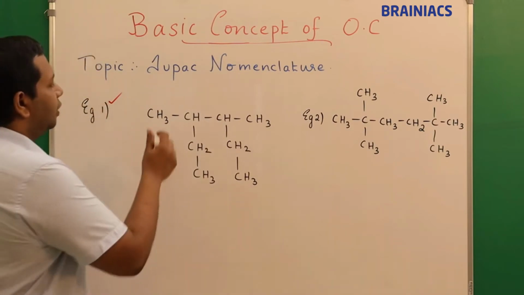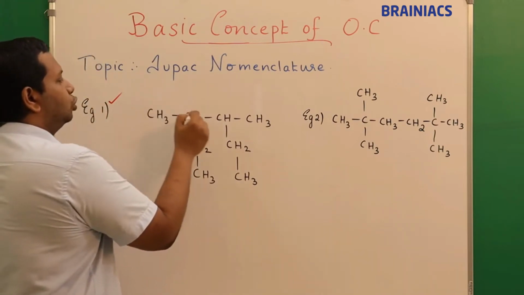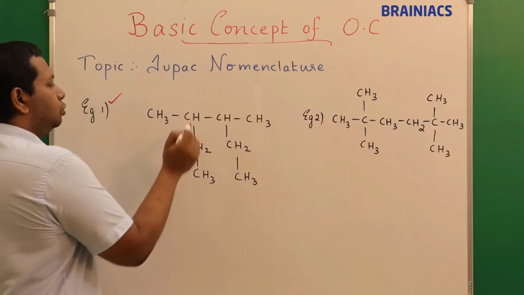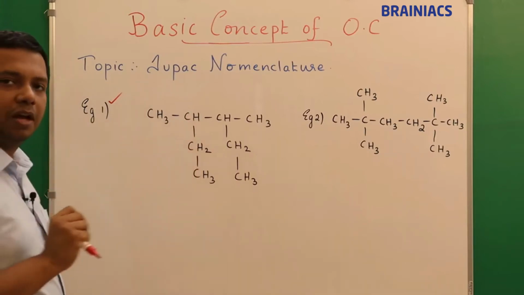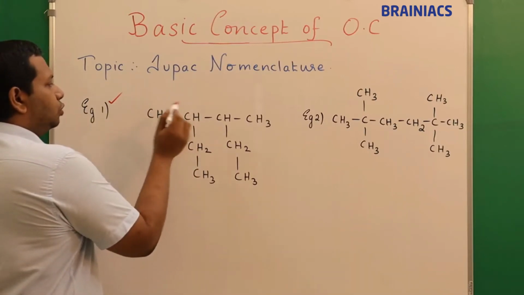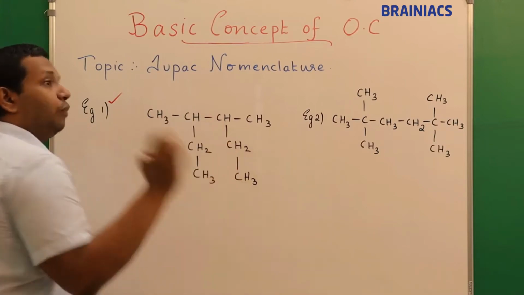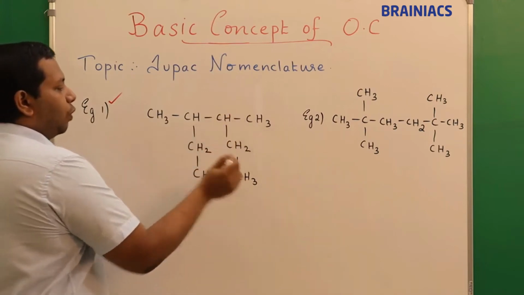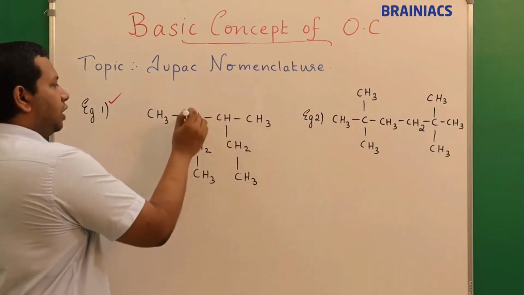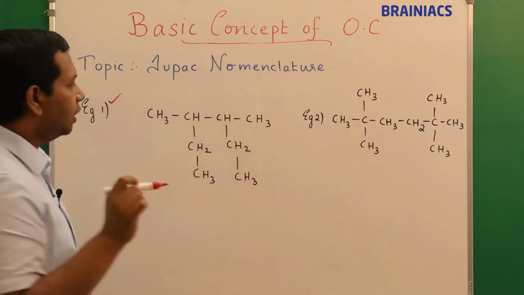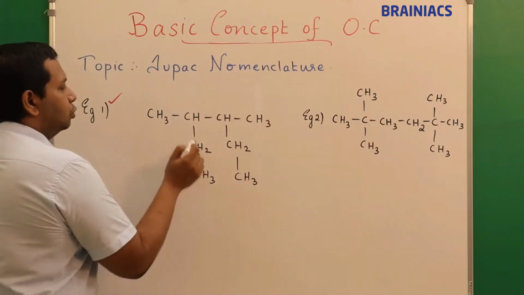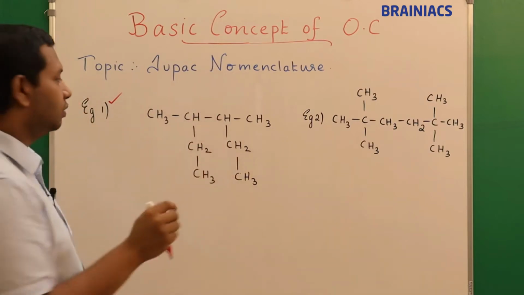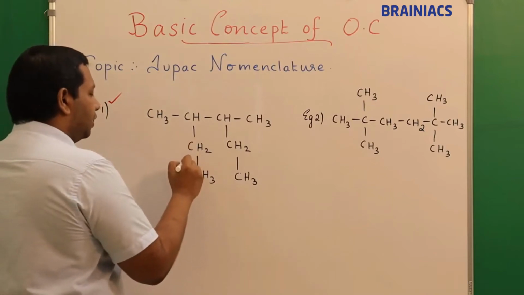If I go this way, 1, 2, 3, 4, only 4 carbon atoms are there. If I go this way 1, 2, 3, 4, then also 4 carbon atoms. If I go this way 1, 2, 3, 4, 5 is there. Remember, now I am taking this way 1, 2, 3, 4, only 4 are there. 1, 2, 3, 4, 5 is there. Now the last possible way is 1, 2, 3, 4, 5, 6. That is the longest continuous possible carbon chain, so I will start from here.